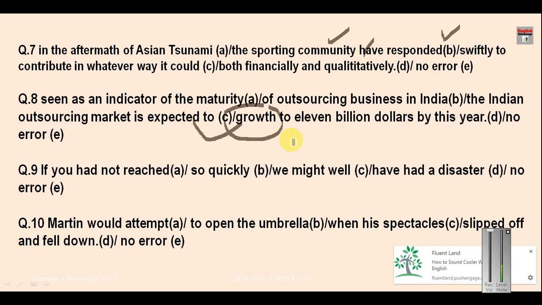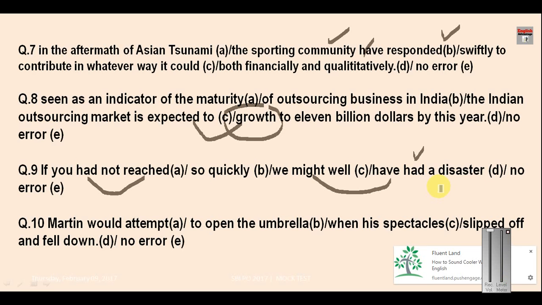Question number 9. If you hadn't reached so quickly, we might well have had a disaster. Okay, this is a question of conditional sentence, and this belongs to unfulfilled condition. And in the first part, had is followed by V3, so it is correctly followed by V3 here. And in the next part, that is the result part, would have, might have, and could have is followed by V3. So it is correctly used here. So in this sentence, there is no error, and your answer will be E.